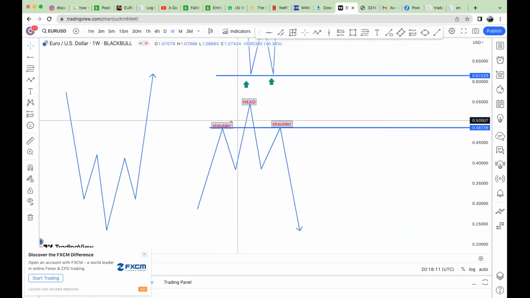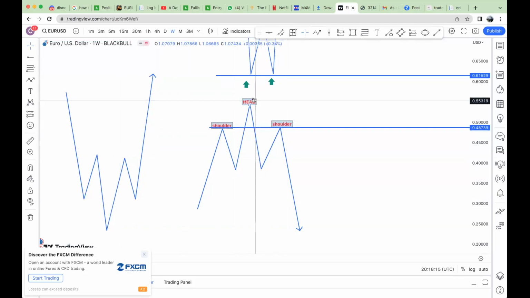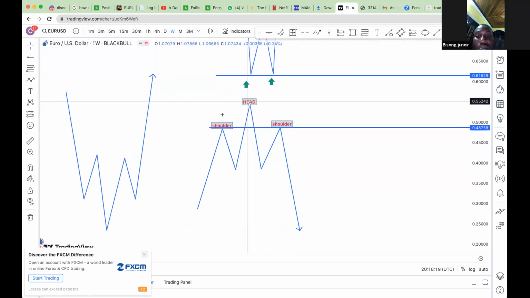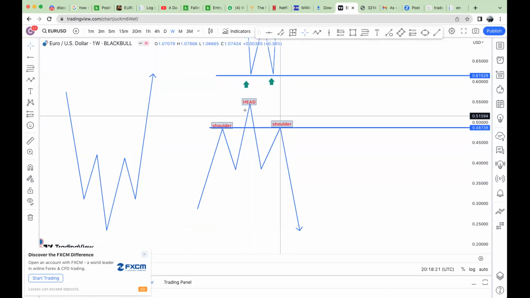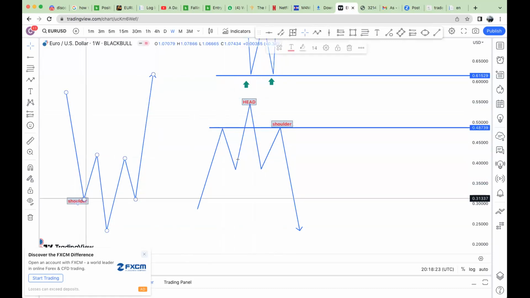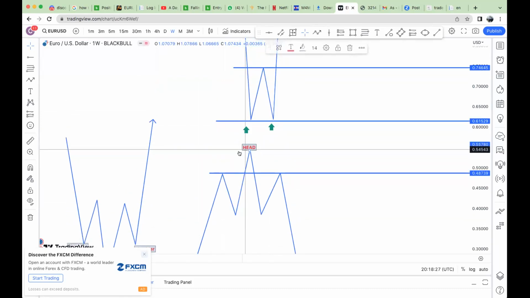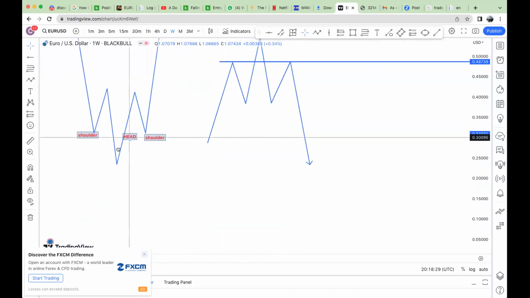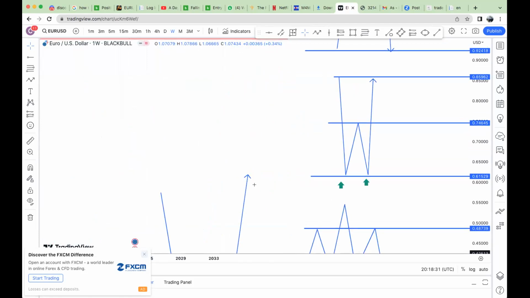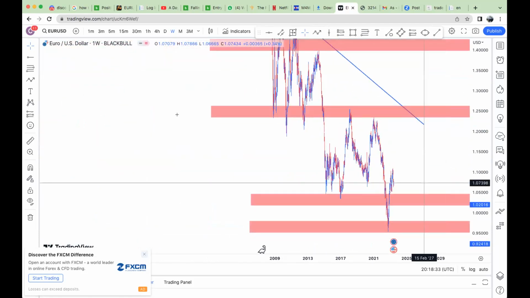All right. So there's head and shoulders. There's inverse head and shoulders. Head and shoulders: this is shoulder, this is shoulder. This is inverse head and shoulders: this is shoulder, this is shoulder, this is head. So this is what we call inverse head and shoulders. Okay, so I'm going to do the same thing here.